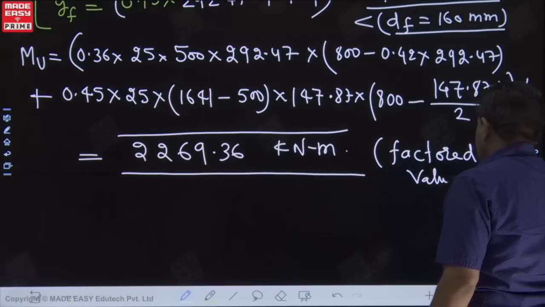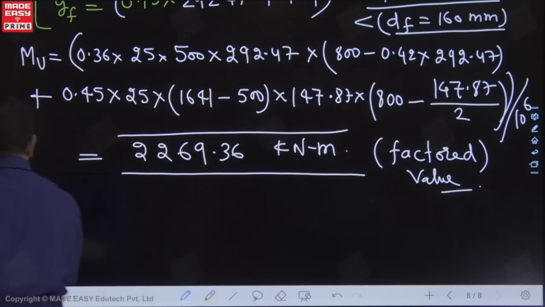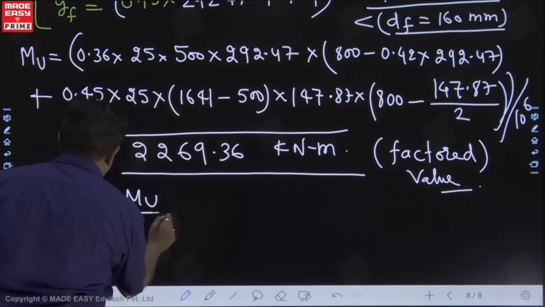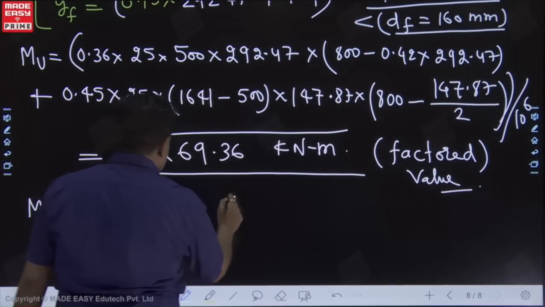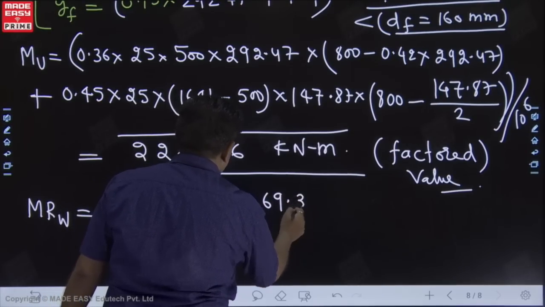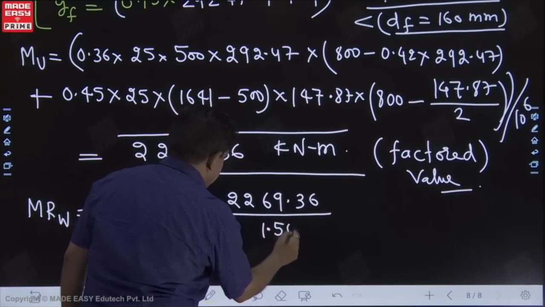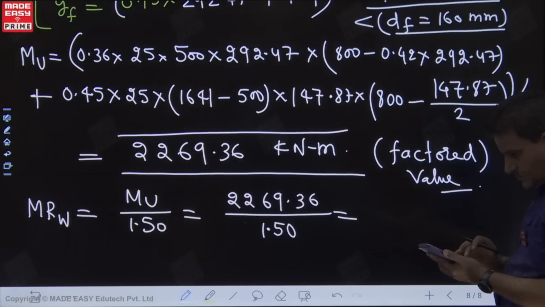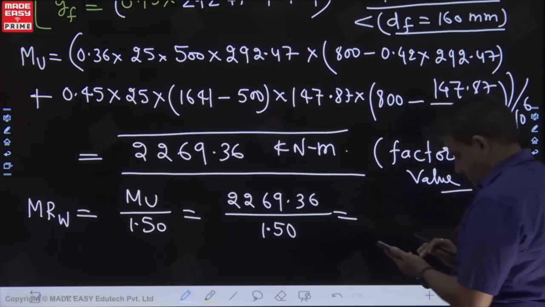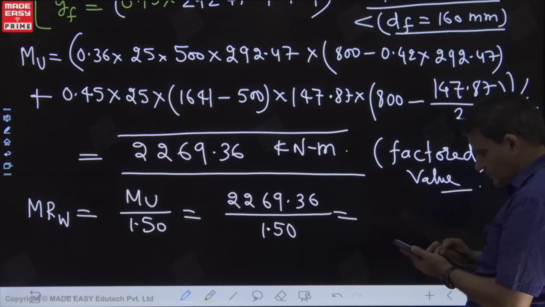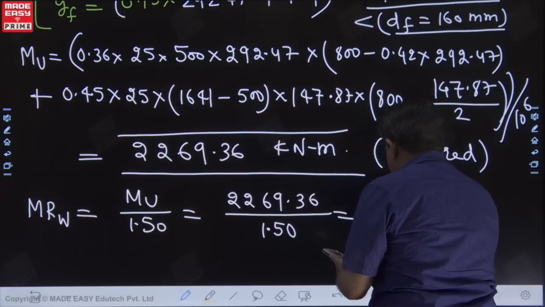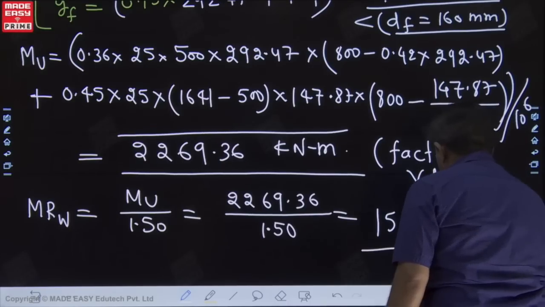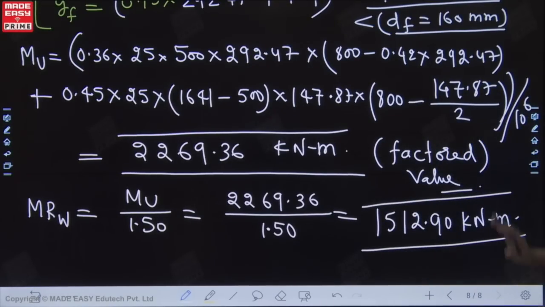If you want to understand the working moment of resistance of the section, then it will be Mu divided by 1.5, that is, 69.36 divided by 1.5, which is equal to 1512.9 kilonewton meter. So whatever value you are asked, you can show. This is your final value.